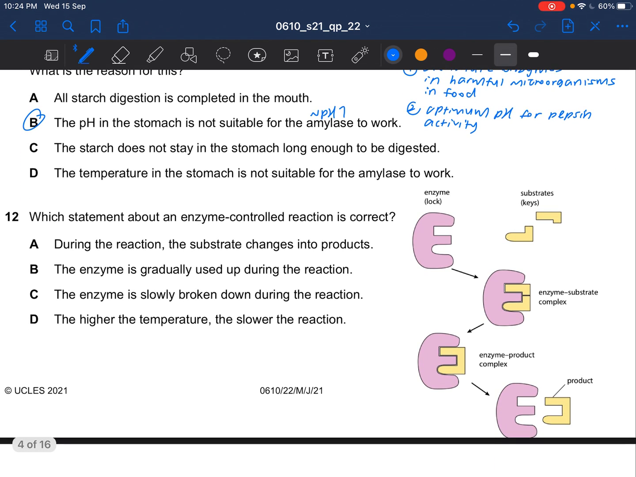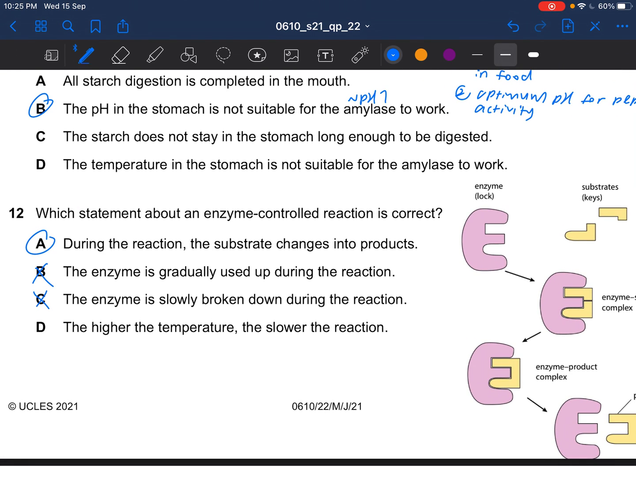Next question, which statement about an enzyme controlled reaction is correct? The answer should be A. During the reaction, the substrate changes into products. An enzyme is not used up, so it can't be B. An enzyme is also not broken, so it can't be C. For D, the higher the temperature, the slower the reaction. It is not necessarily true.